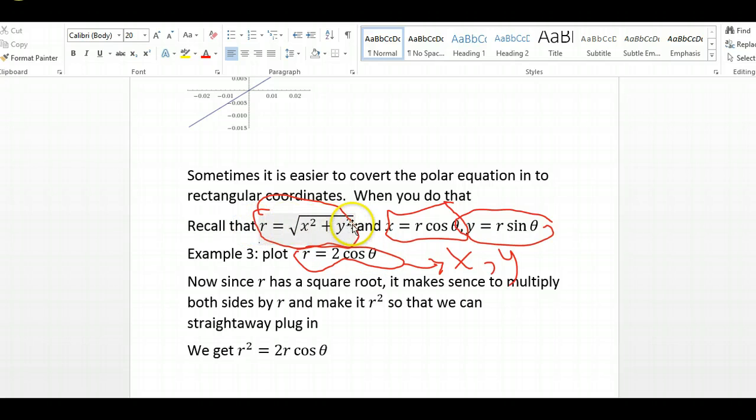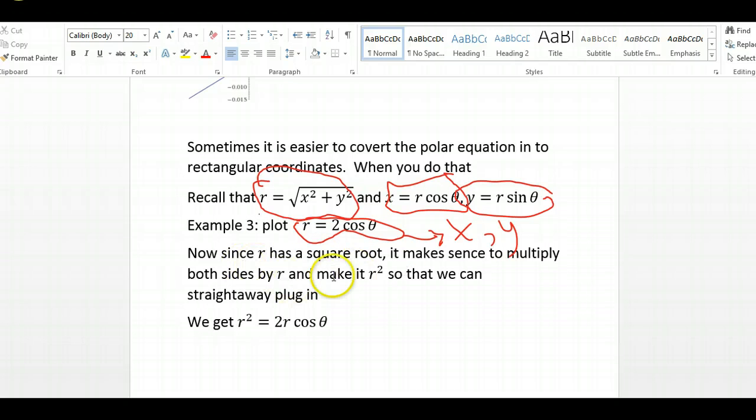One way to avoid the radical would be to square both sides. When you square both sides, this side you get r squared, and the right hand side you get x squared plus y squared. But rather than squaring it, another way to get the square would be to multiply both sides by r. If you multiply both sides by r, then this side becomes r squared, and that is exactly what you want, which is x squared plus y squared.